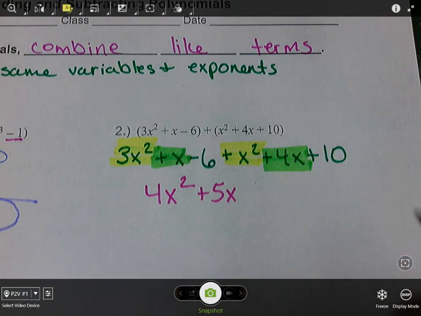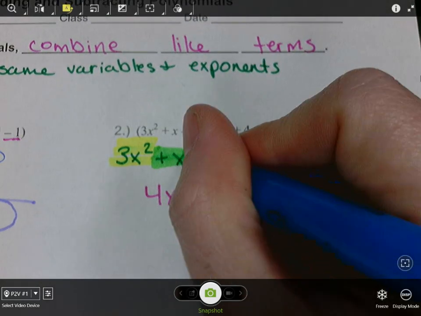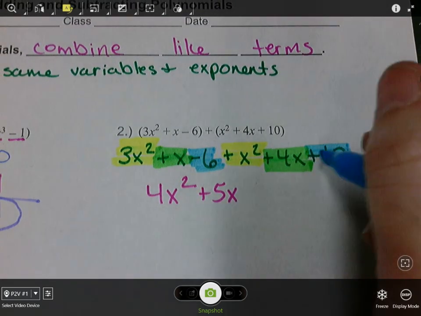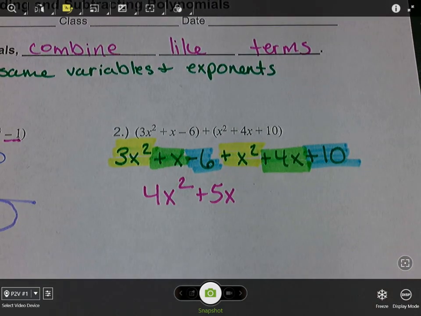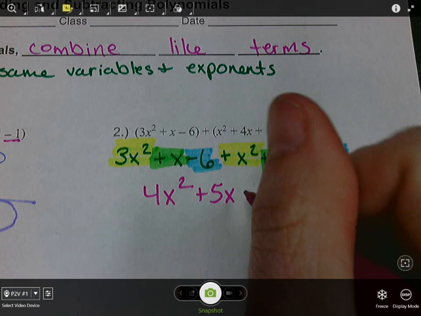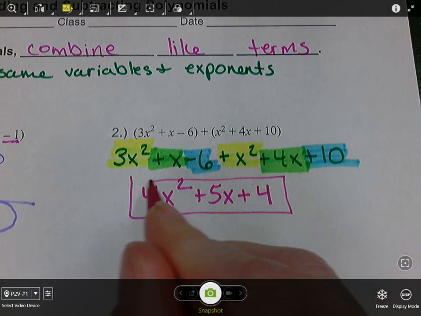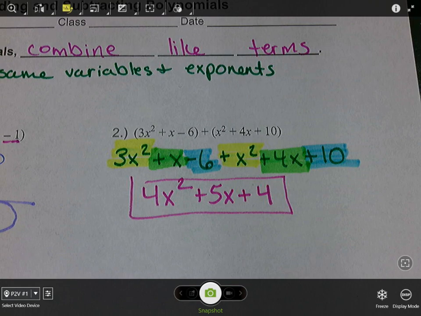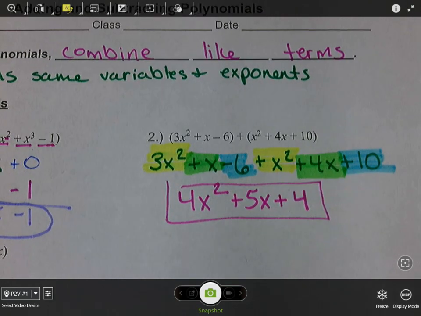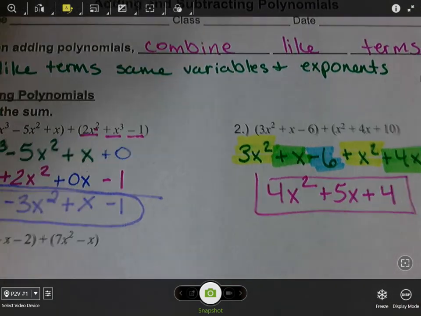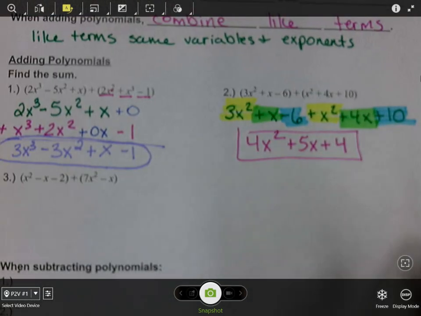2, 1, 0. The next one would be a degree of 0, which is a constant. So now I add all my constants together. Well, that would be negative 6 and positive 10. So I would add together negative 6 plus 10. Well, negative 6 plus 10 is positive 4, so I put positive 4. So I would have 4x squared plus 5x plus 4. I like that one better. Okay, so either method is fine. Whichever method you prefer, use it.